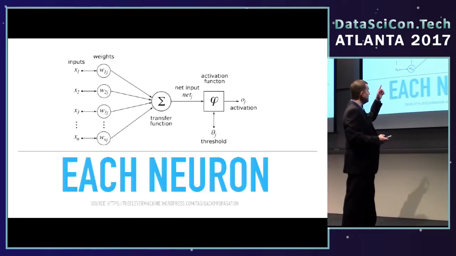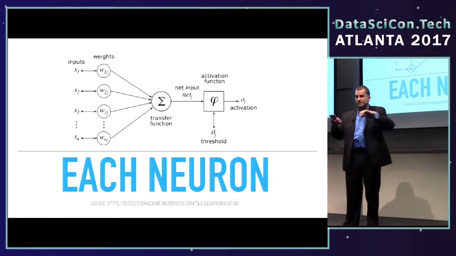So this is what the inside of each of those neurons looks like. You have the inputs coming in. They're fully connected from layer to layer.